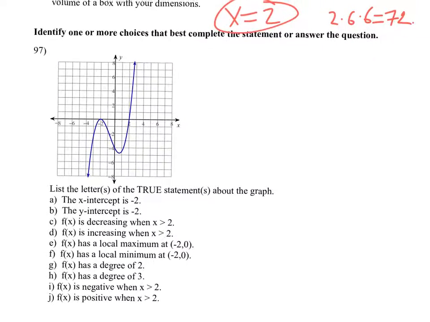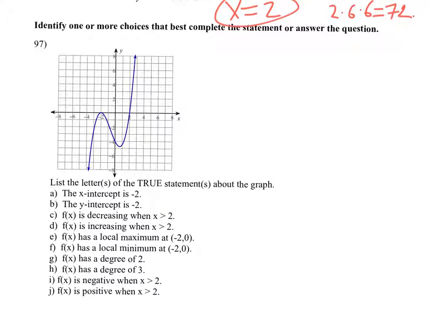For number 97, this is going to be a really kind of unusual type of question for us. We haven't seen these yet this year. And the goal here is to figure out every possible true statement about this graph. And there's going to be more than one, and you got to figure out all of the true statements in order to get full credit for this.